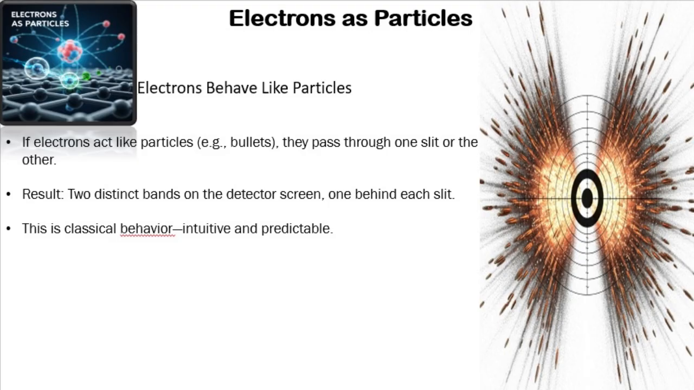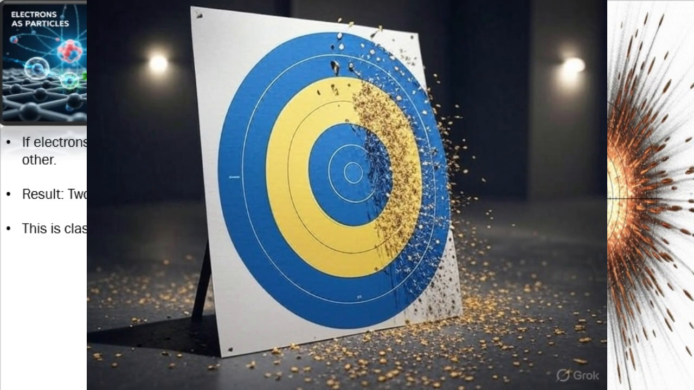Now let's imagine electrons are just like bullets. If they go through one slit or the other, we'd see two distinct bands on the screen. Simple, right? That's classical physics, predictable and intuitive.